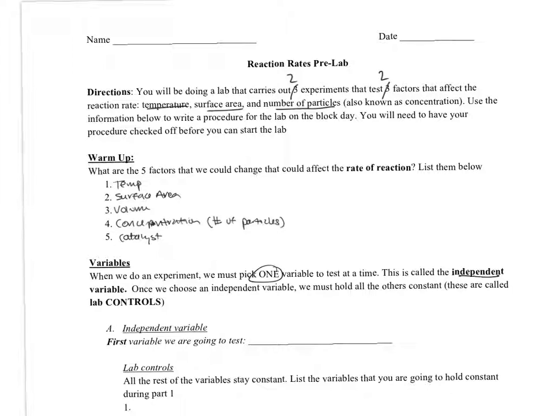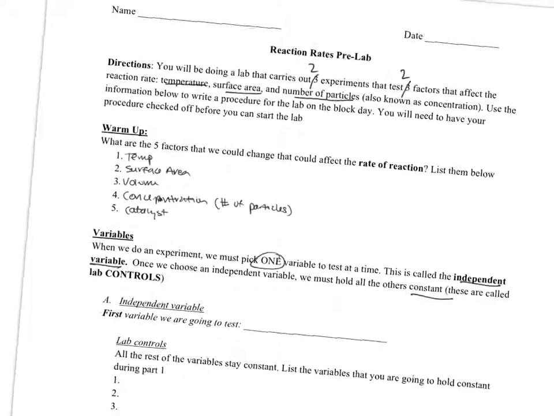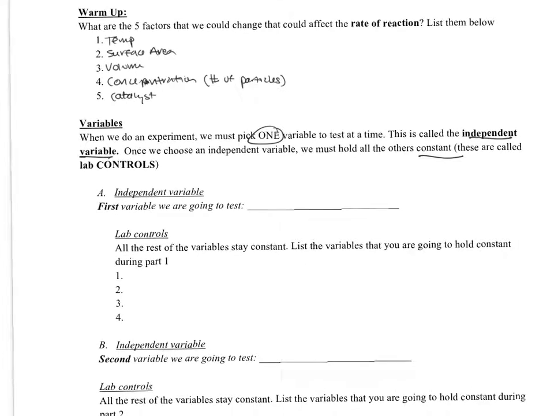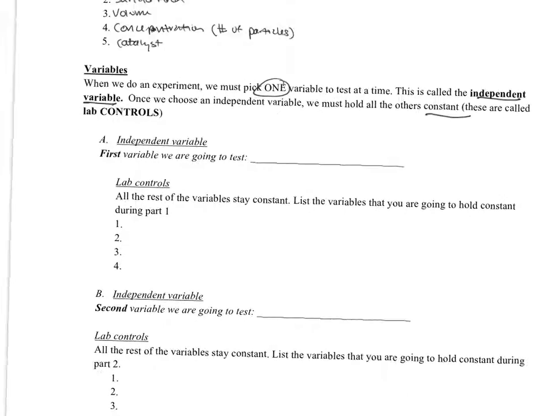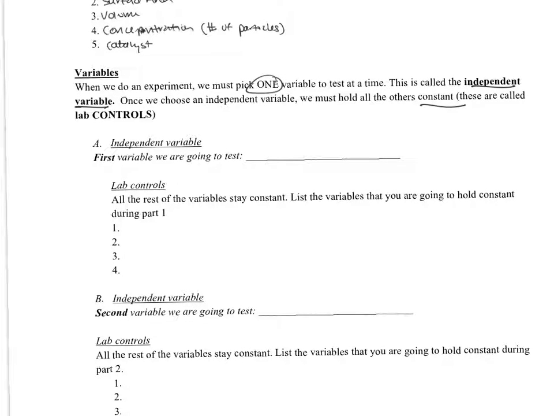This is called the independent variable. Once we choose an independent variable, we must hold all others constant. These are called lab controls. So let's say for the first one, we want to test a variable, and the first one you want to test is temperature. I'm going to do the first one for you, and then you're going to do the other one by yourself.